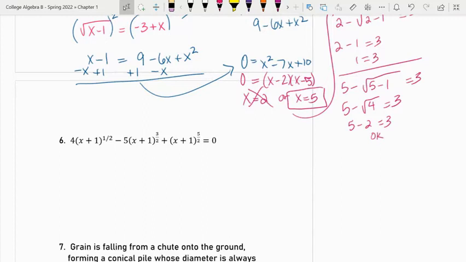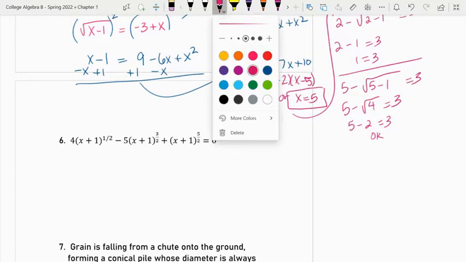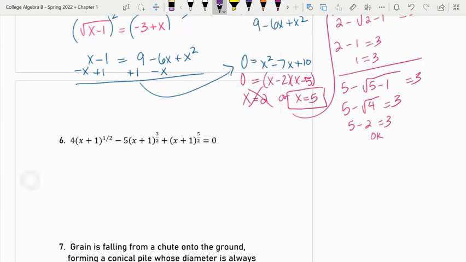All right, this one here is going to take a little more work, which means I need to factor something out. Actually, let's do some chunking on this first. So let's say let a equal x plus 1. So then I have 4a to the half minus 5a to the 3 halves plus a to the 5 halves equal to 0.